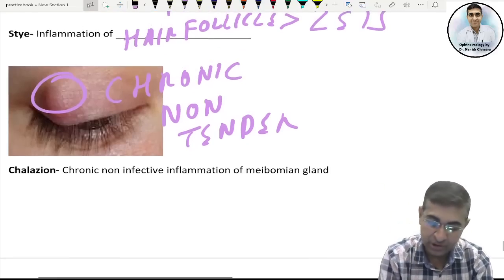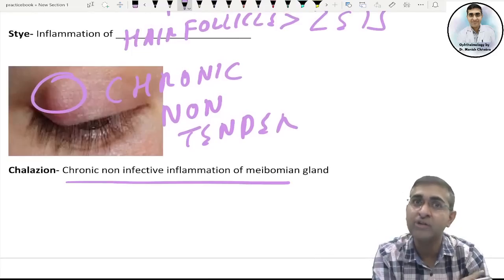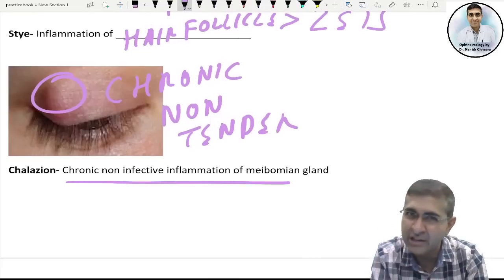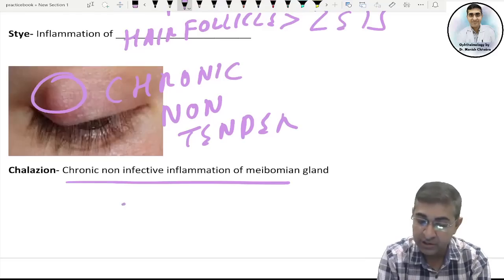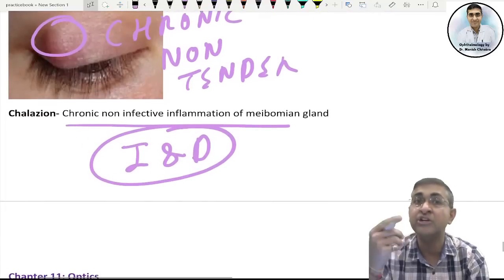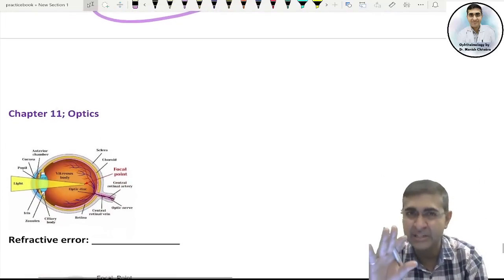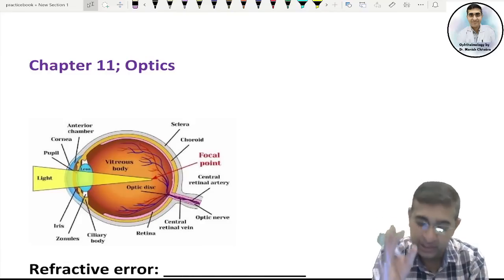Okay, so chalazion is a condition in which there is blockage of the duct of the meibomian gland. So this is non-tender swelling and it lies away from the lid margin. And what will be the treatment? Treatment is I&D, incision and drainage. You can also give intralesional steroid injection, but I&D is a pretty decent, reliable method of treating chalazion.